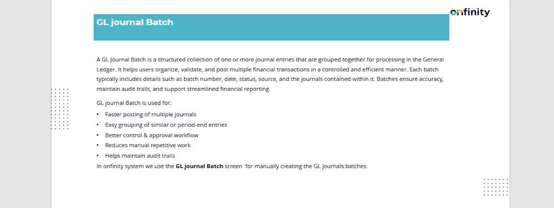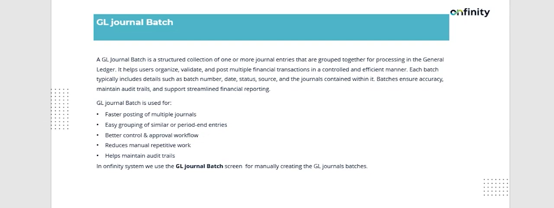General Ledger Journal Batch Overview. The General Ledger Journal Batch is a structured collection of one or more journal entries grouped together for processing in the General Ledger. It helps organize, validate, and post multiple financial transactions in a controlled and efficient manner. Each batch typically includes details such as the batch number, date, status, source, and the journals contained within it. GL Journal Batches ensure accuracy, maintain audit trails, and support streamlined financial reporting.